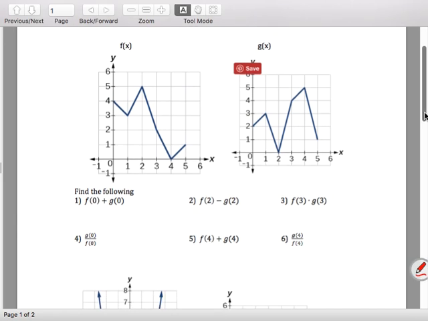So number 1, find f of 0 plus g of 0. All right, so look at f for me. F of 0 means x is 0. So if I go to x is 0, what number is the graph located at? Where is it? If x is 0, where's the graph? It's at 4. So this value inside of f, and now watch this beautiful connection.